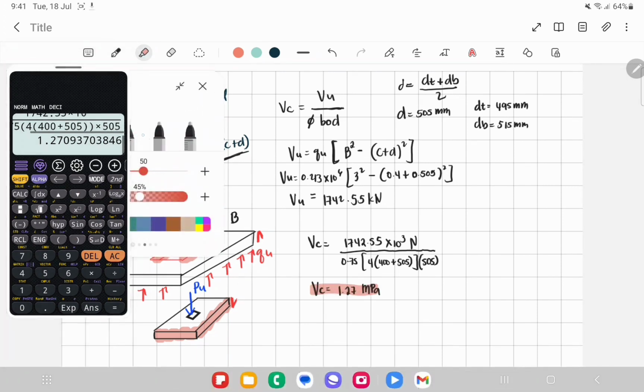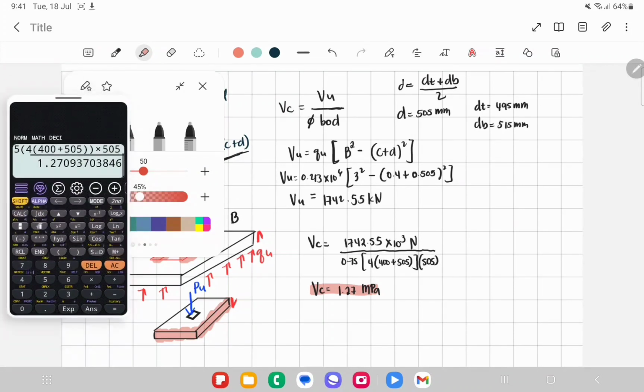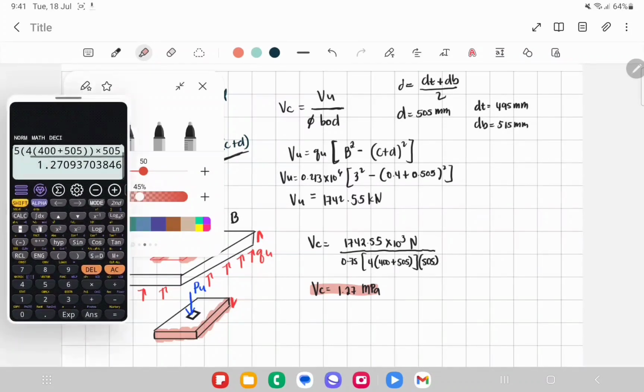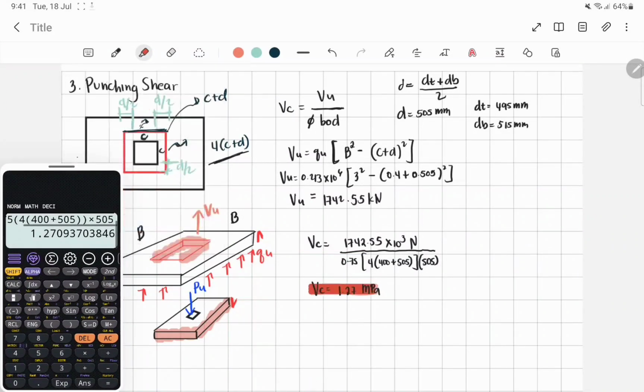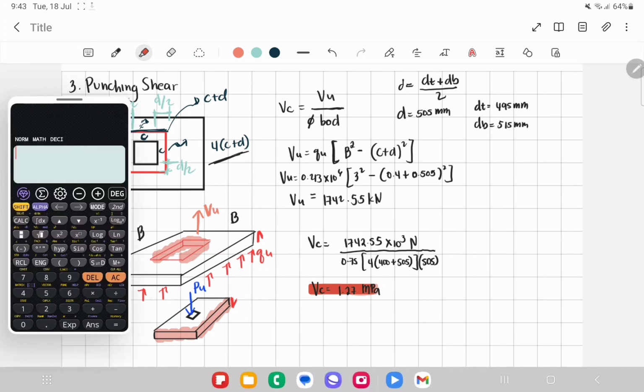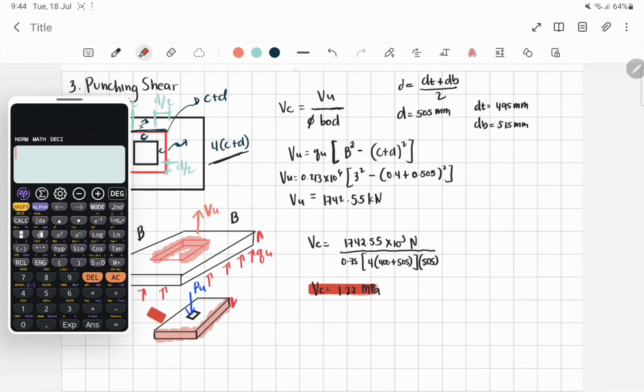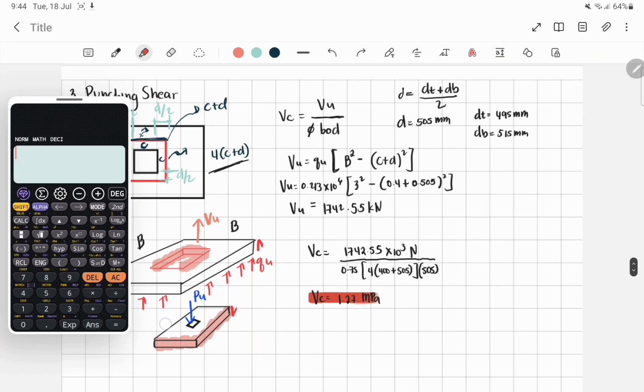Okay, so this is our answer for question number 3, the punching shear stress in our footing. So I forgot to discuss something. We will also test whether it works from this cross section, okay, if that is the member we use.